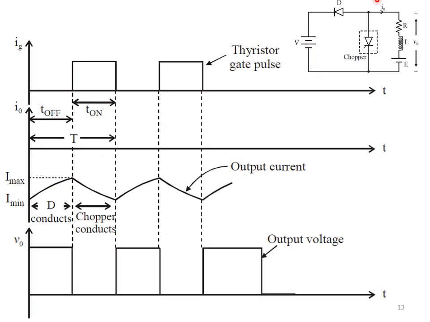So when the diode D conducts, it is connected to the supply, in which case we can say the E value, along with L, is supplying to V, and the current is going to increase from I minimum to I max. When the chopper conducts, it is sort of discharging, as I said, so the current will be of decreasing fashion. And the output voltage is always positive when the diode conducts. V is connected to the load, and when chopper is conducting, the output voltage is zero. So this is the waveform for class B operation.